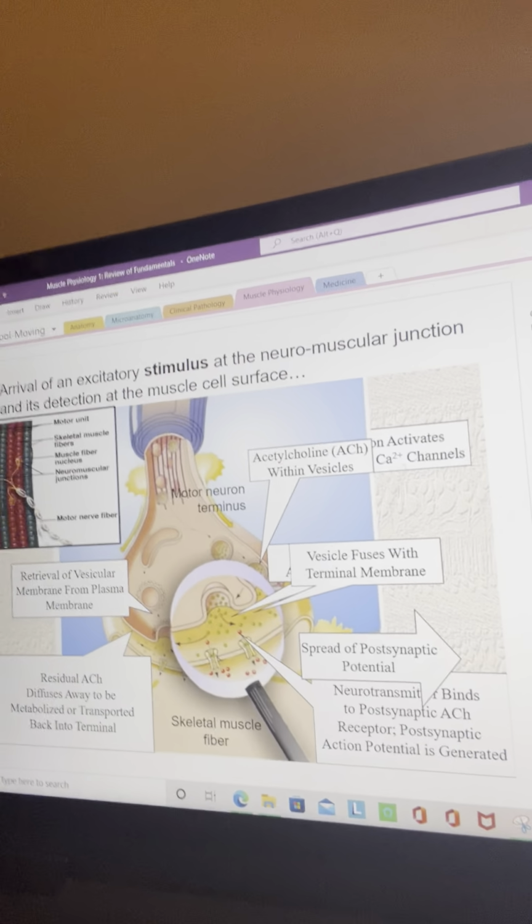The arrival of an excitatory stimulus at the neuromuscular junction and its detection at the muscle cell surface. So these are all the steps it goes through, which is a lot of information. It comes in in the form of an action potential. It arrives at the terminus. There are changes to the ion channel activity, this depolarizing that allows ACH, which fuses with the plasma membrane.